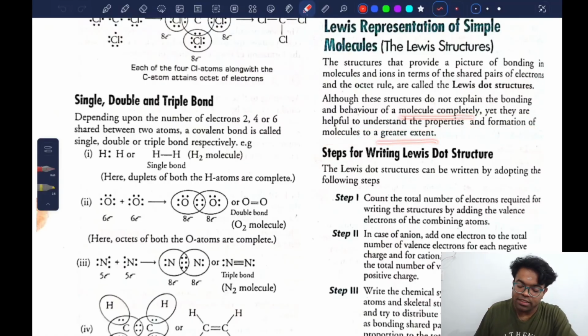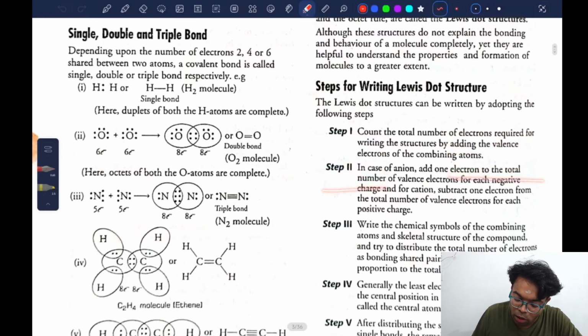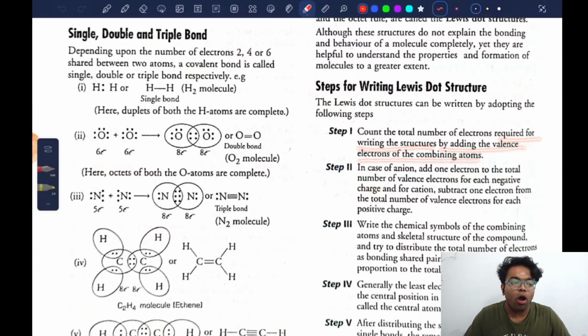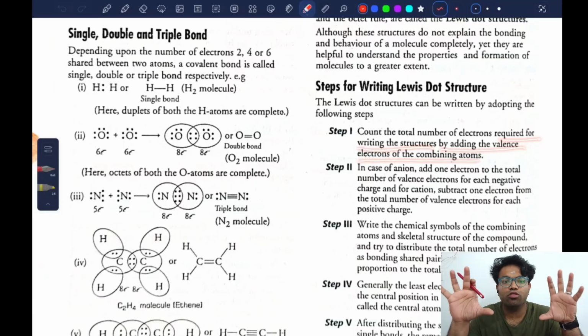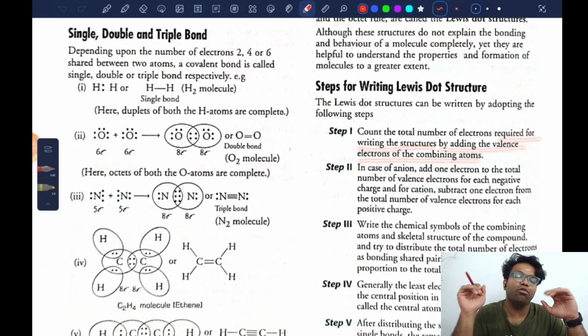a great help. Steps for writing Lewis dot structures. The Lewis dot structure can be written by adopting the following steps. Step number one: count the total number of electrons required for writing the structure by adding the valence electrons of the combining atoms. All we have to do is to basically draw the two atoms, draw the valence electrons that they have, and then figure out how to fill these valence electrons. The outermost orbit should have 8 electrons. That's it. If you can have this fulfillment, then you can draw the valence structure.